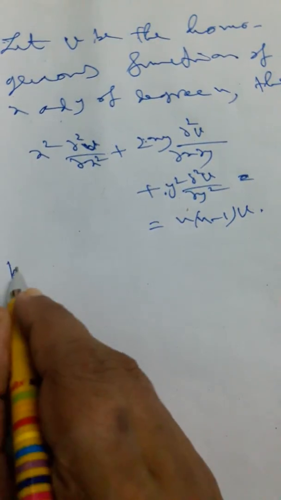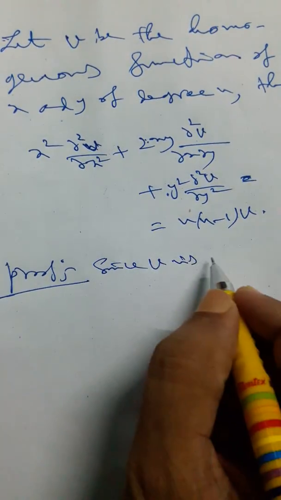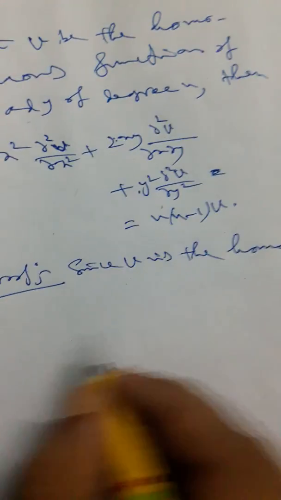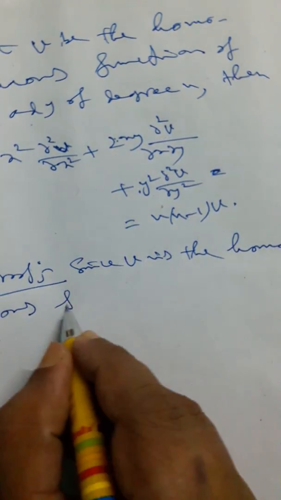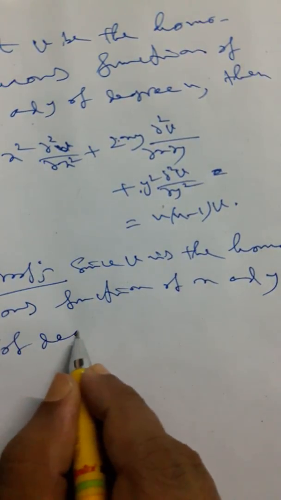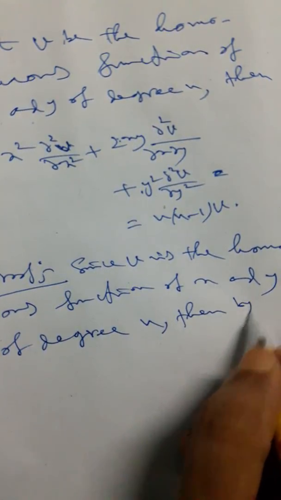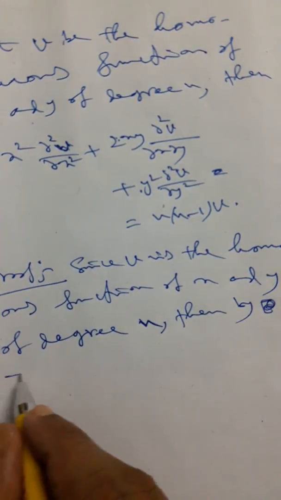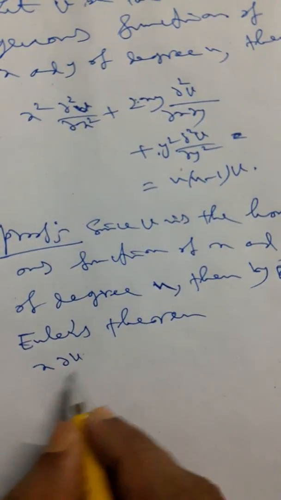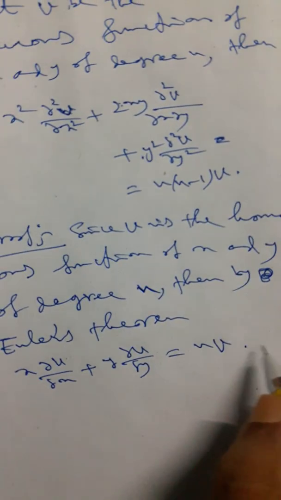Now we are going to the proof part. Since V is the homogeneous function of x and y of degree n, then by Euler's theorem x ∂V/∂x + y ∂V/∂y = nV, giving it equation number 1.